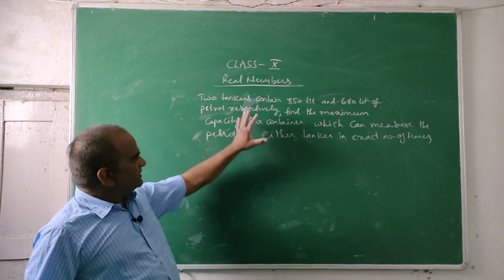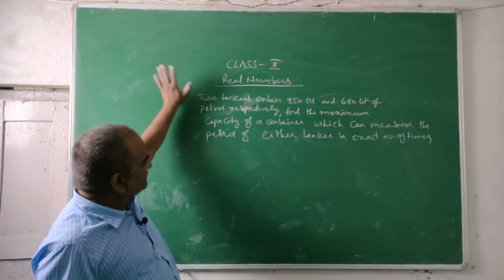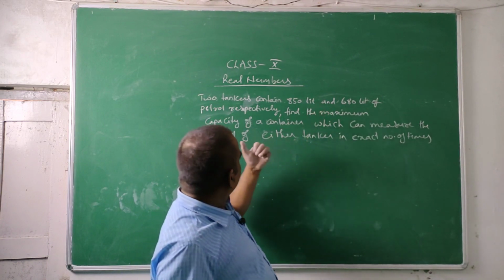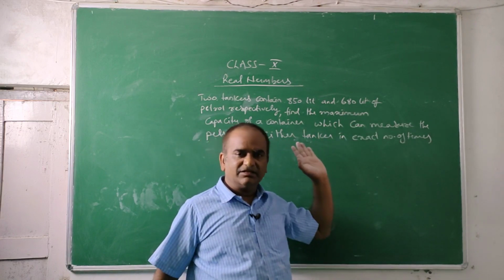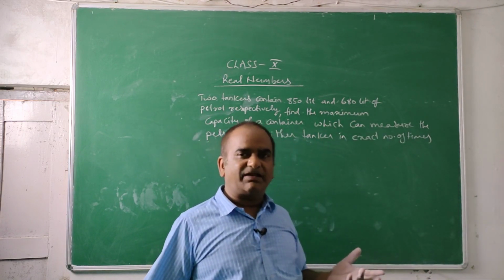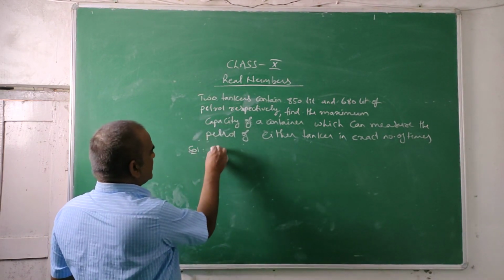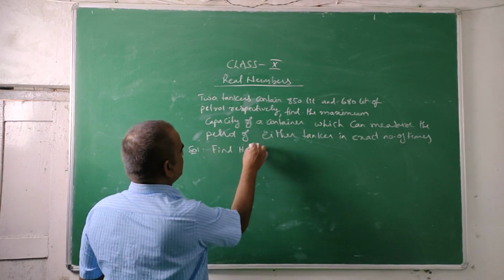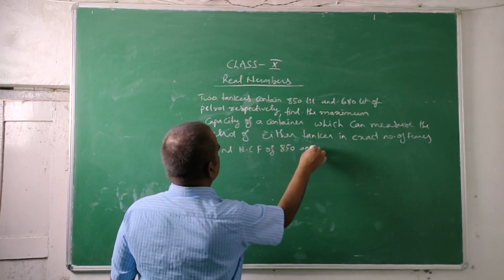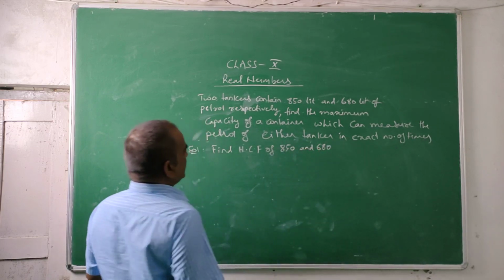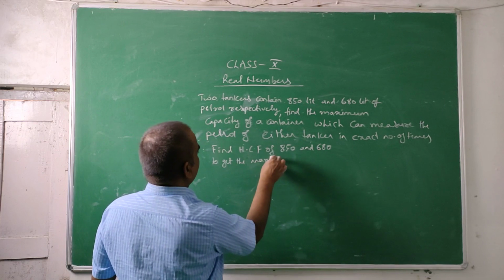So this is the problem. If you seriously go through this problem, it is nothing but this: the maximum capacity of the container is the HCF of 850 and 680. So just find the HCF of 850 and 680, that is the answer. Now the solution: find the HCF of 850 and 680 to get the maximum capacity of the tanker.